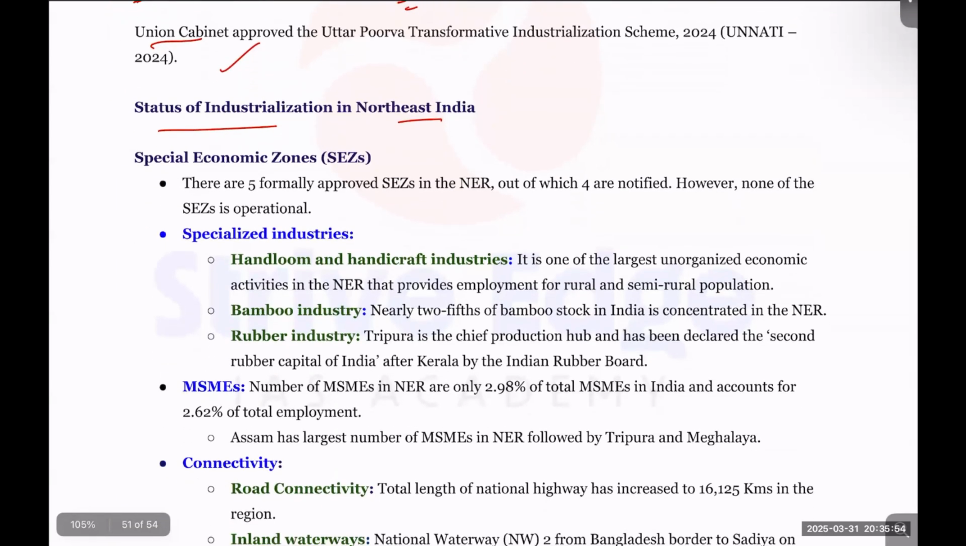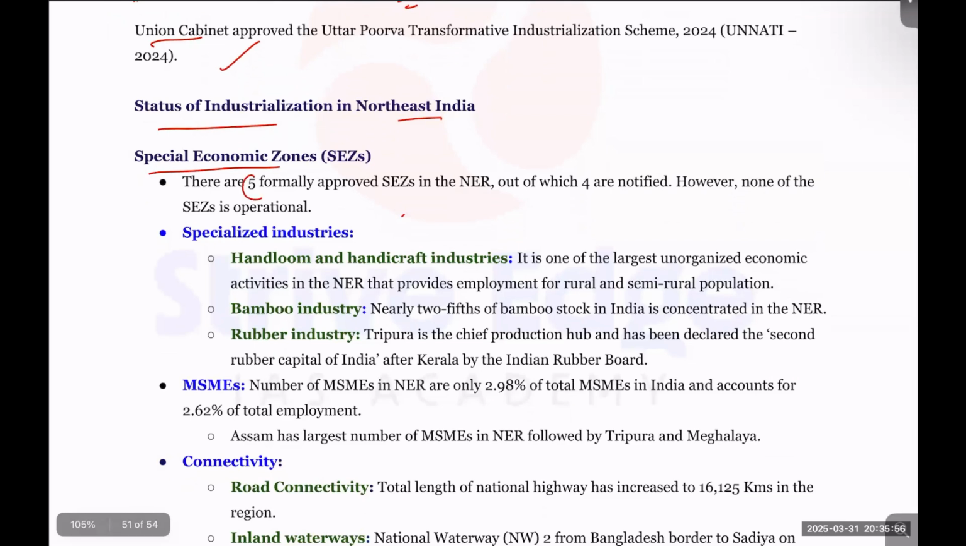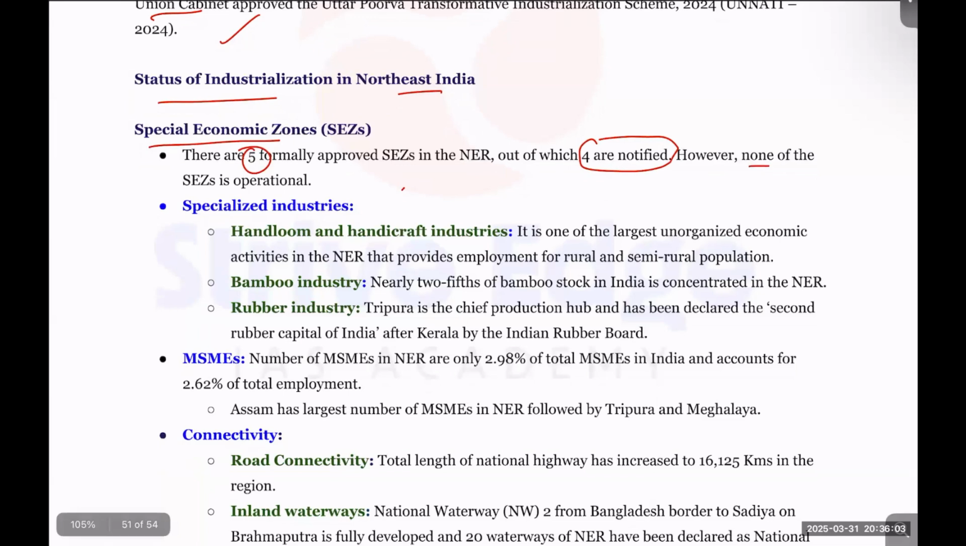In the Northeast, special economic zones have been formed. There are 5 zones that have been formed, out of which only 4 have been notified. But you should remember that none of the SEZs is operational in the Northeast region. Specialized industries that have been given SEZ status: production, handloom and handicraft industry, bamboo industry, and rubber industry.